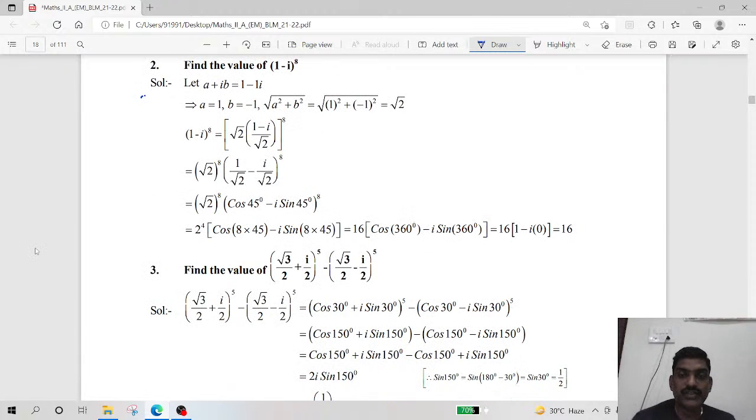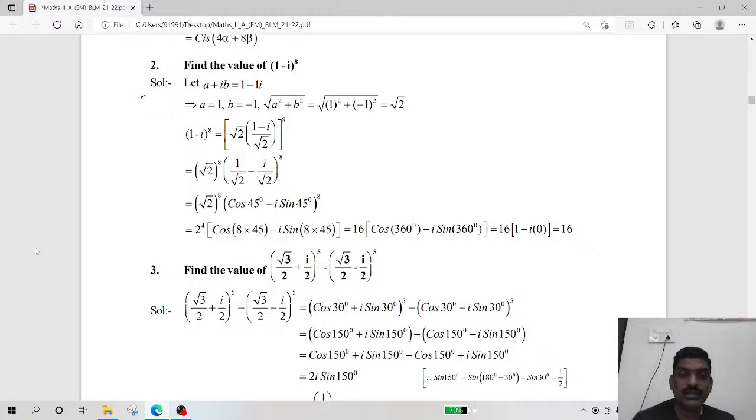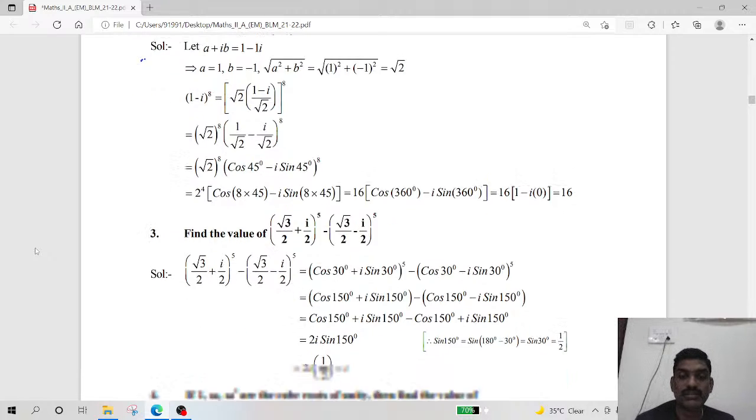Right, next question, find the value of root 3 by 2 plus i by 2 whole to the power of 5, root 3 by 2 minus i by 2 whole to the power of 5. Directly we can write root 3 by 2 is cos 30, 1 by 2 is sin 30, and this is cos 30 minus i sin 30, this is cis of minus 30. Then we can multiply with 5, then we can get cos 150 plus i sin 150 minus cos 150 minus i sin 150, nothing but 2i times sin 150.